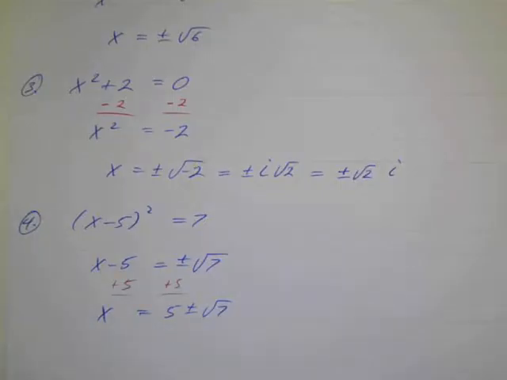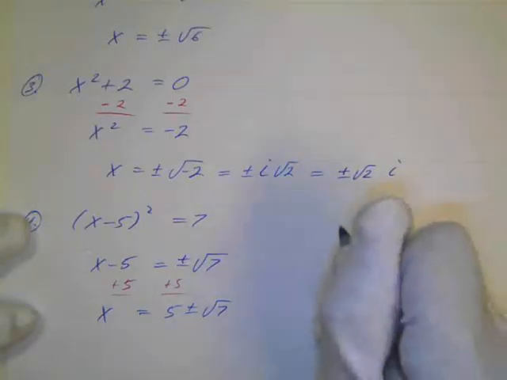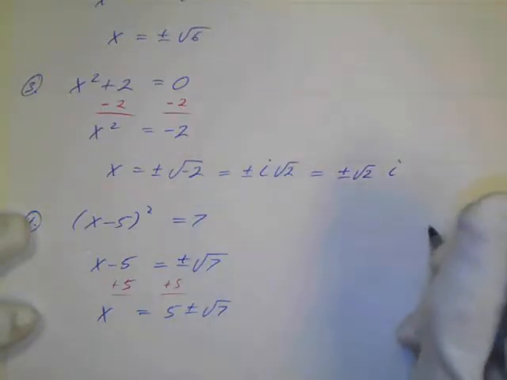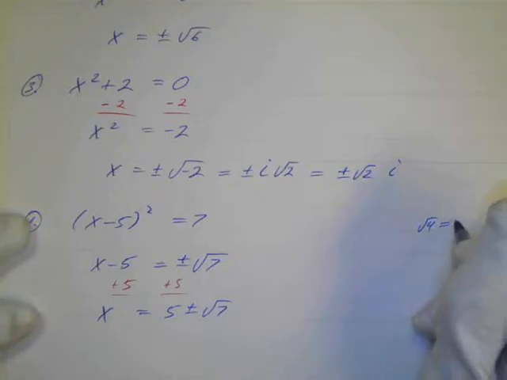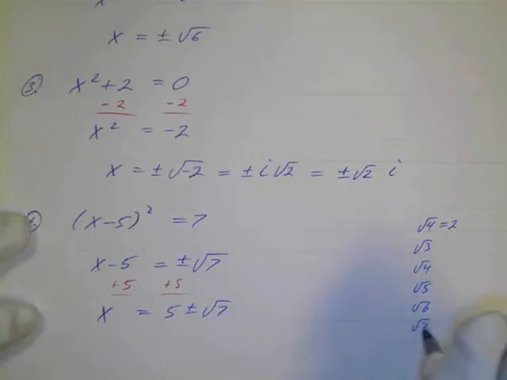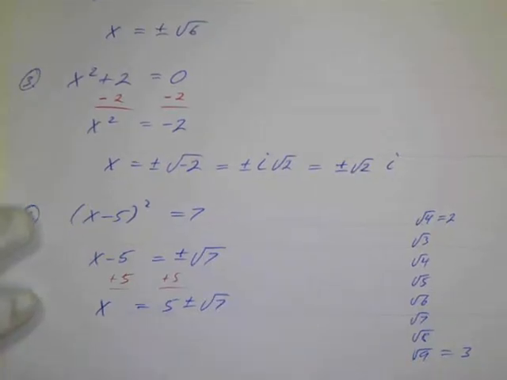Okay. Now we can do some approximations on these because we could actually get a decimal value of this. It's not too hard. We know that the square root of 7 is between the square root of 4. So I'll do it over here, the square root of 4 is equal to 2, square root of 5, square root of 6, square root of 7, square root of 8, square root of 9, and the square root of 9 is equal to 3. So I'll look over there. Now, where's the square root of 7? The square root of 7 is over here.